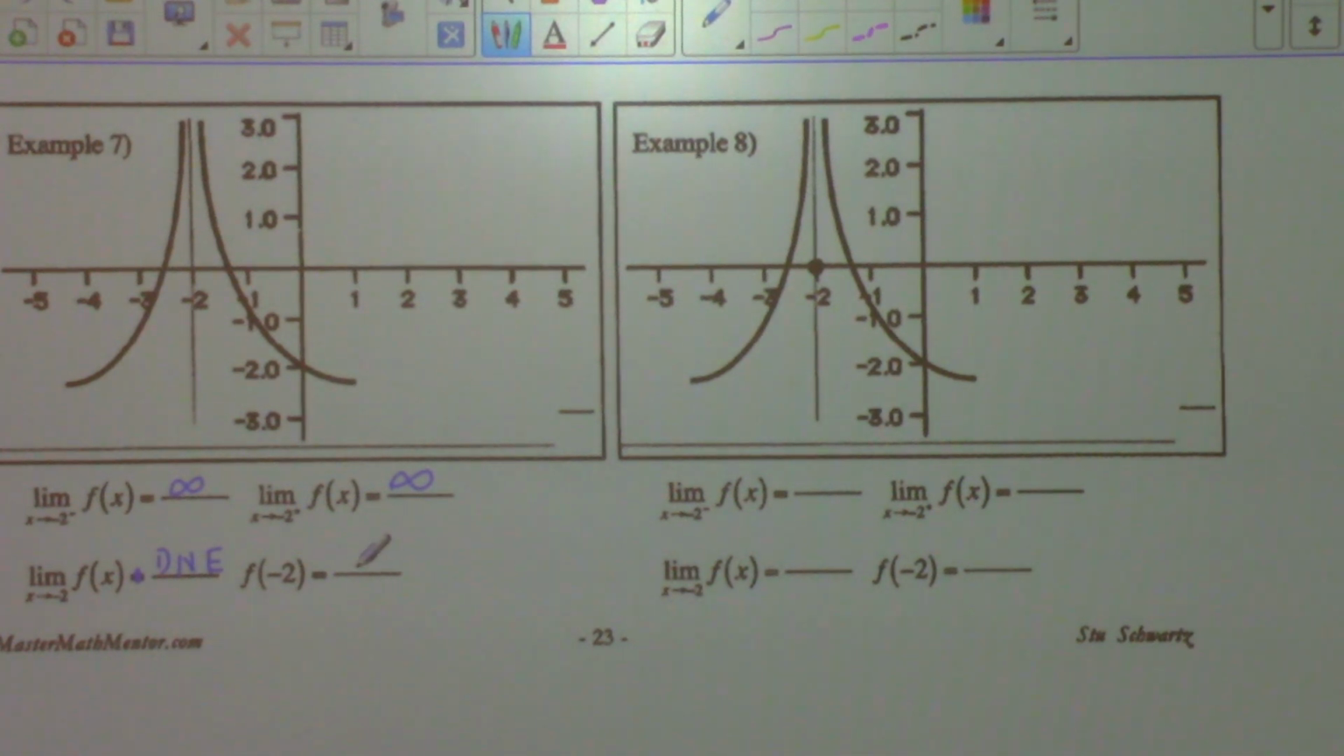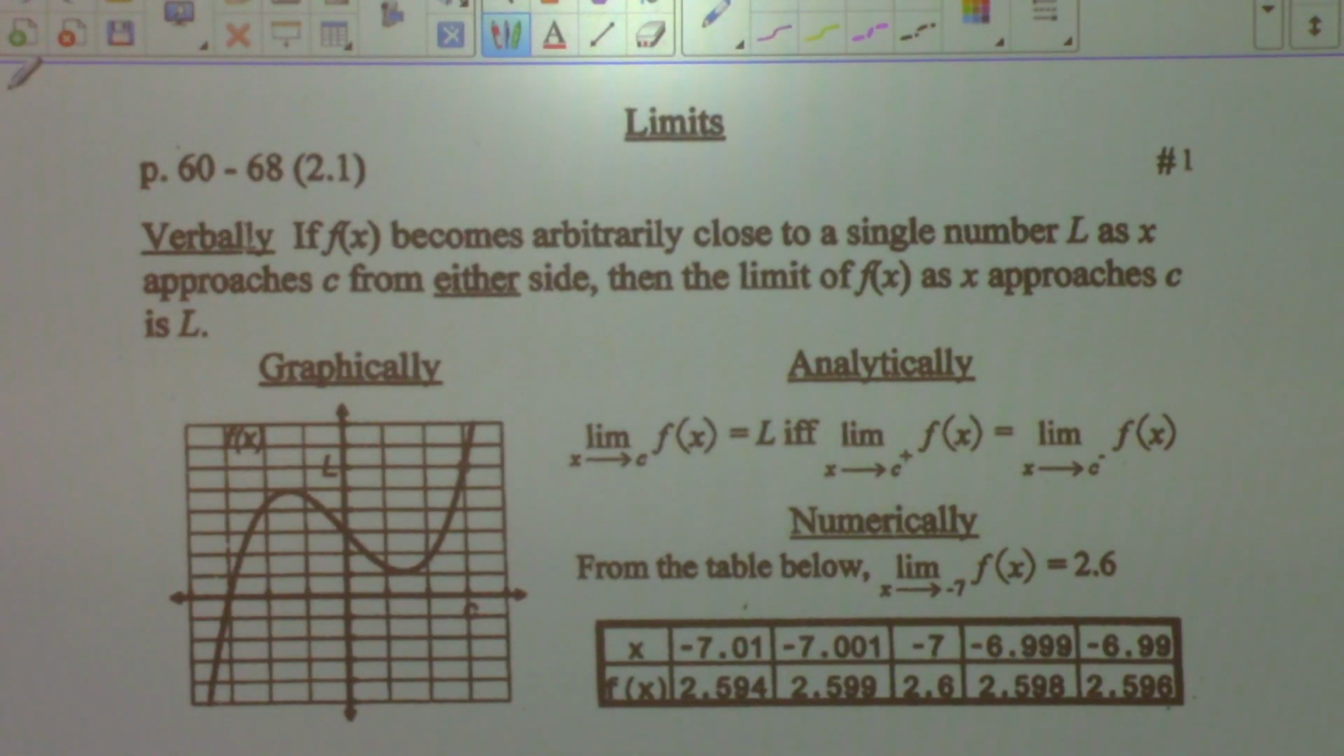And f of negative 2 also does not exist. And here we have the same thing, except f of negative 2 is 0. Okay? Everything else is the same. And let's see here. Okay, so that'll take care of us. We'll be talking about comparing graphically and analytically probably tomorrow. We'll do that. Okay?